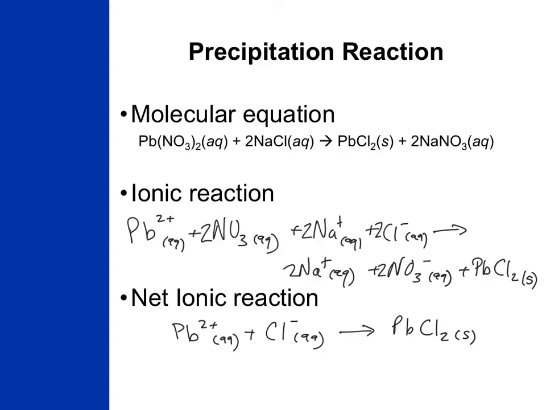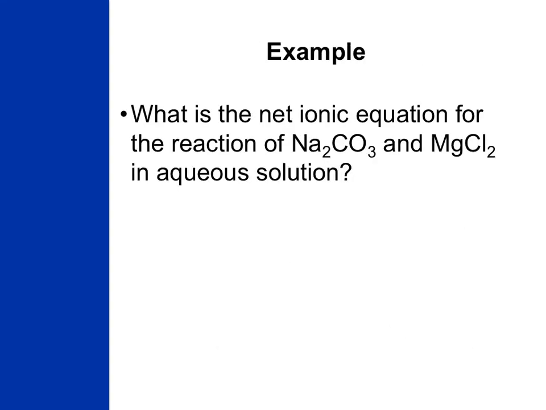So if we look at this ionic reaction, we see that we have the nitrate ions on both sides, 2 of them. We've got 2 sodium ions, and they can kind of cancel out, leaving us with the lead +2 and the 2 chloride ions. So let's look at another example. What is the net ionic equation for the reaction of sodium carbonate with magnesium chloride? The first thing we're going to want to do is write out that balanced chemical reaction.